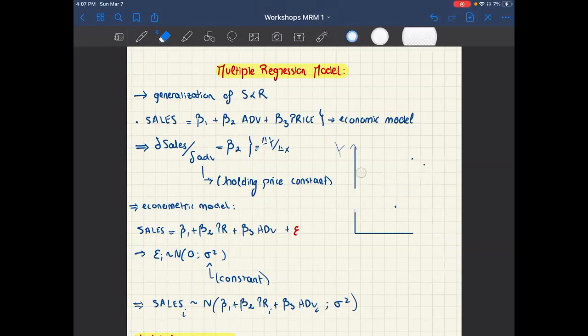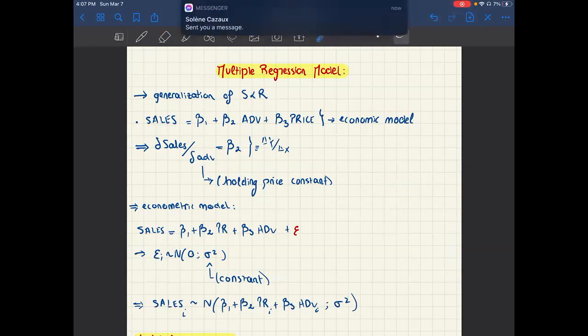As an example, I'm trying to simplify things and just focus on a multiple regression model with 3 parameters, beta 1, beta 2, beta 3, with our outcome, sales, being a function of advertising and price. So the economic model is that sales is a linear function of advertising and price: beta 1 plus beta 2 advertising plus beta 3 price.